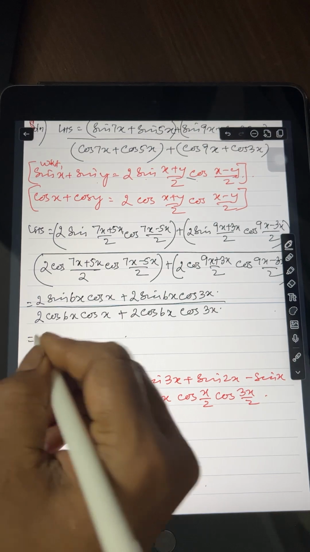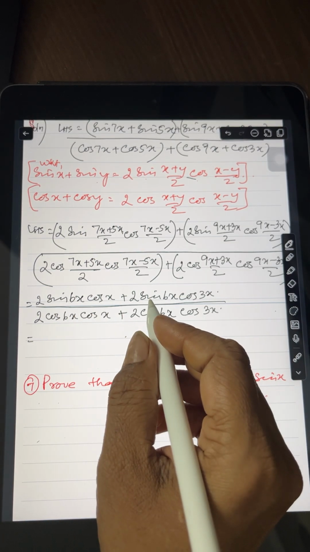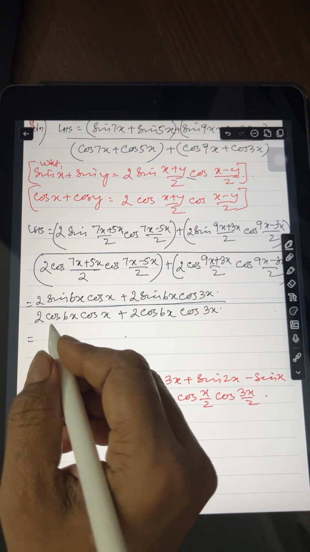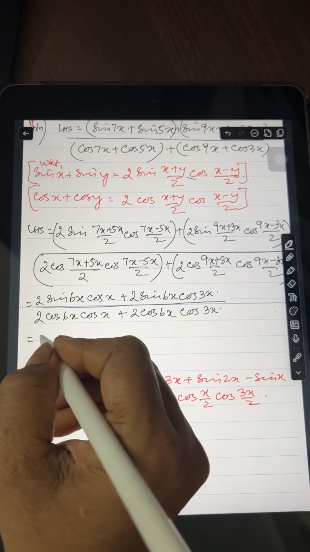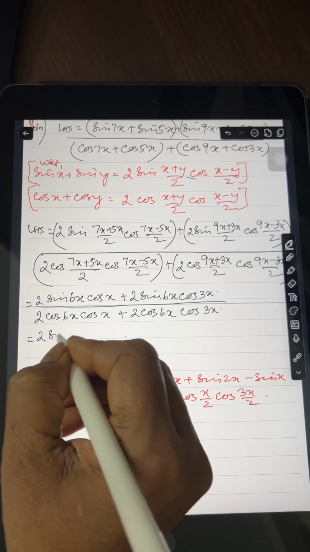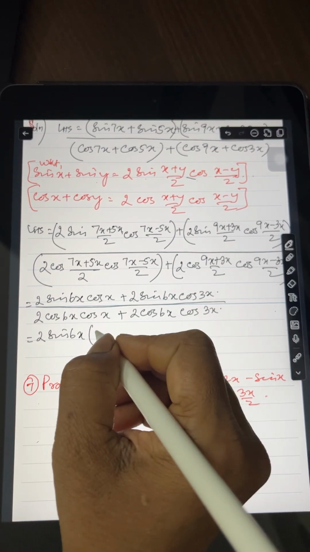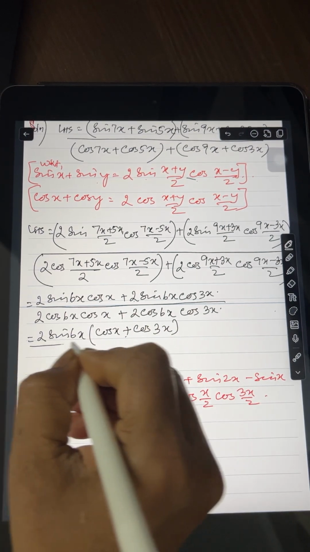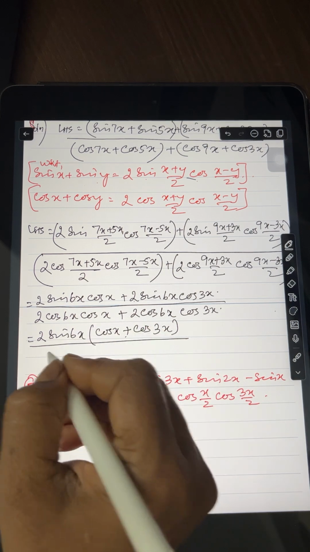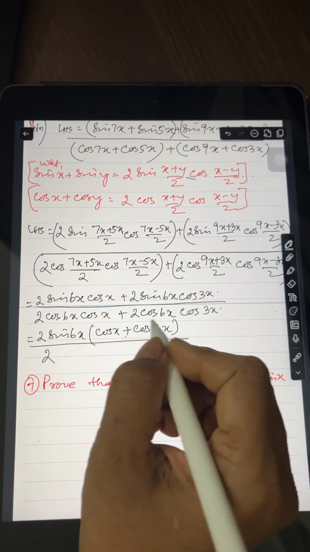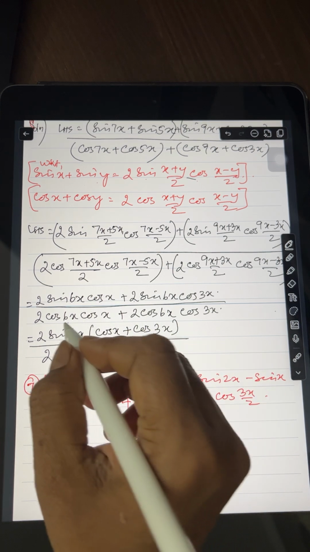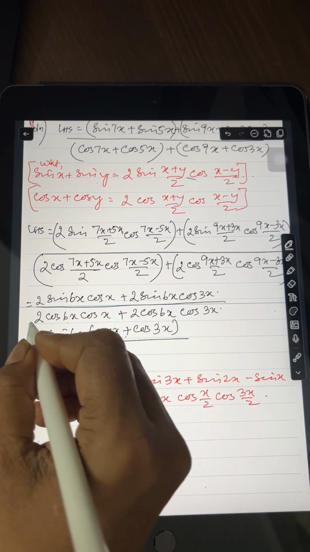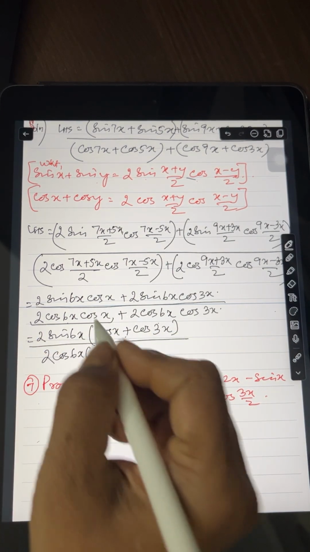Okay, now you can take common. Here you have sine 6x, here also you have sine 6x. Here you have 2, here also you have 2. The only thing is this is not there. So I can take 2 sine 6x common. What is remaining is cos x plus cos 3x. Again here, 2 is common, and what else is common? Here there is cos 6x, here also cos 6x, so I can take cos 6x common. What is left in this term? This is one term, no? What is left in this term? Cos x.